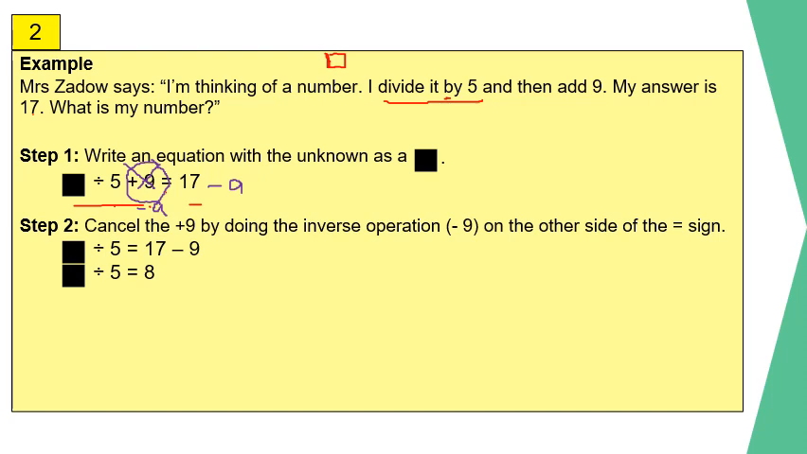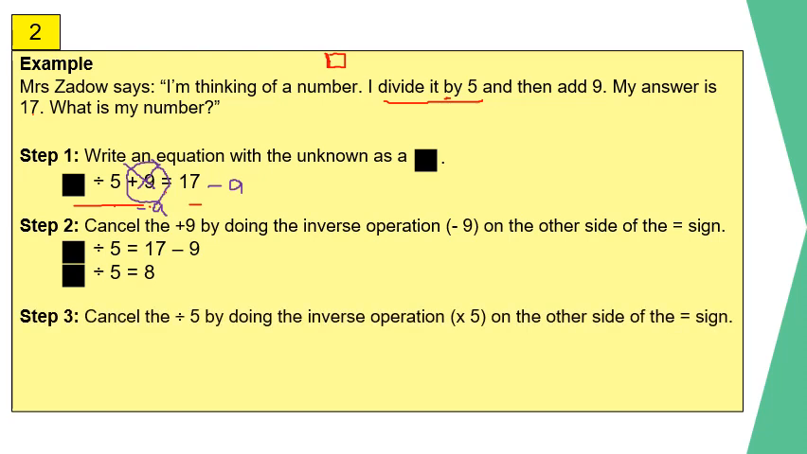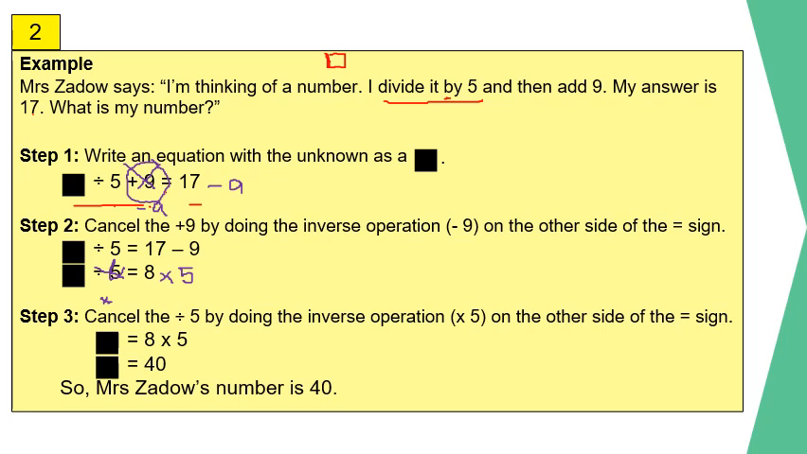So for step 3, I'm going to cancel this divided by 5 by doing the inverse operation here. So now I'm going to do the inverse operation here. 8 times 5, so this has been cancelled, this is gone. Now we're doing it on this side, 8 times 5. So square equals 8 times 5 now. And we know 8 times 5 is 40, so Mrs. Sato's number is 40.